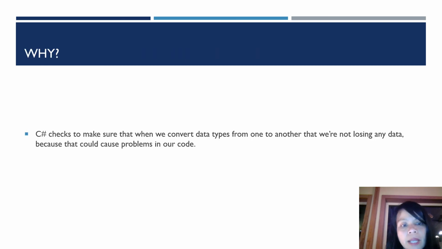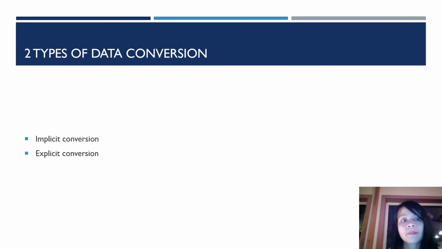Because C# checks to make sure that when we convert data types from one to another, we're not losing any data, because that would cause problems in our code. So when you make 3.2 and you change that to an integer, it's going to drop the 0.2, and then you're going to lose data. However, if you change it the other way around, from 3 to 3.0, you add decimals to it, which would just be zeros, you're not losing any data. So that's why you can do it the other way around.